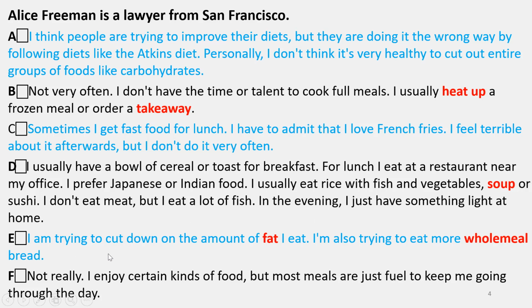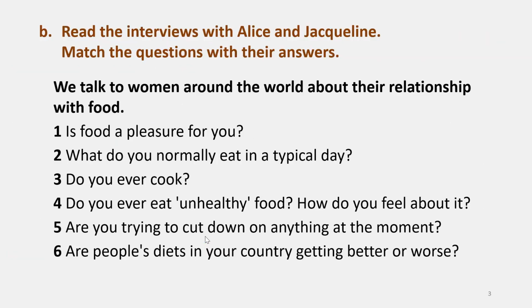And E, I am trying to cut down on the amount of fat I eat. I'm also trying to eat more wholemeal bread. And F, not really. I enjoy certain kinds of food, but most meals are just fuel to keep me going through the day. Okay, do you remember what I said before? Take the picture. I come back to the previous slides and take the picture for this question.